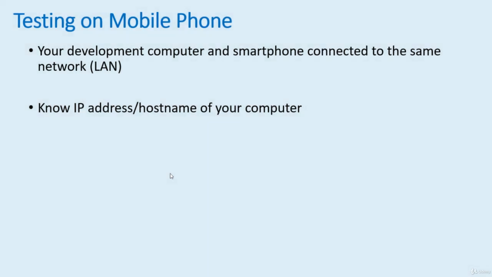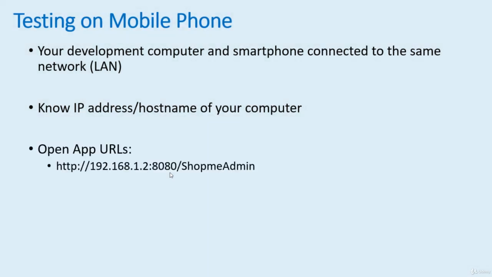And on your smartphone, open the web browser and access the ShopMe backend application at this URL: IP address, and the port number 8080, and slash the context path, which is ShopMe admin. And the URL for the front-end application, the shopping website, is just IP address and slash ShopMe.